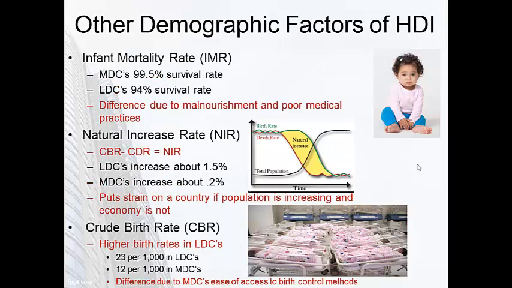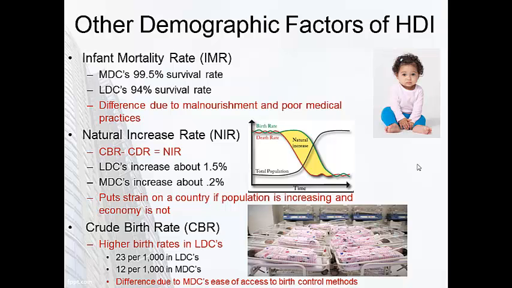Other demographic factors of HDI, one is IMR, or infant mortality rate. In MDCs, there's a 99.5% chance of survival. In LDCs, it's a 94% chance of survival, so a 6% death rate with infants. Now, here's why. The difference is due to malnourishment, right? An infant is categorized as up to the age of 1, all right, and poor medical practices.